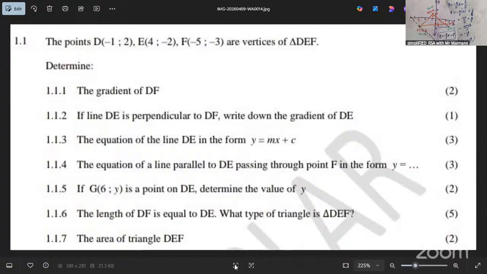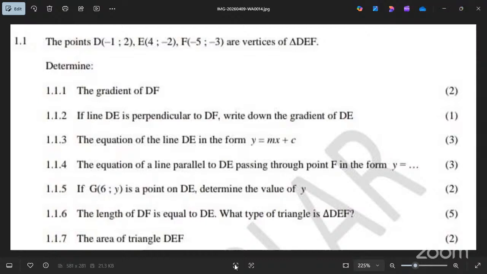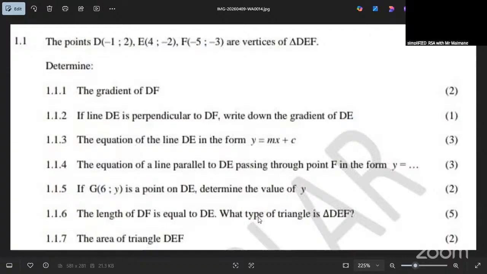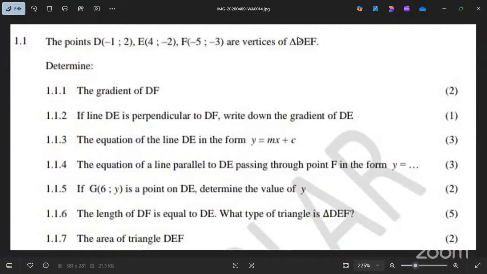The length of DF is equal to DE. What type of triangle is triangle DEF? A right angle triangle. Right angle triangle. Yes. Okay.